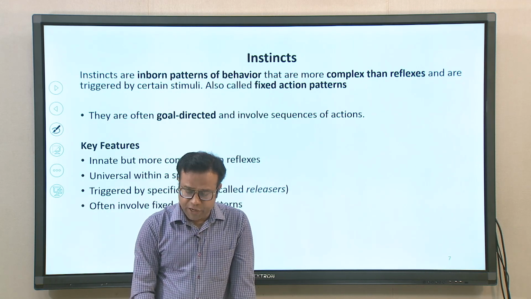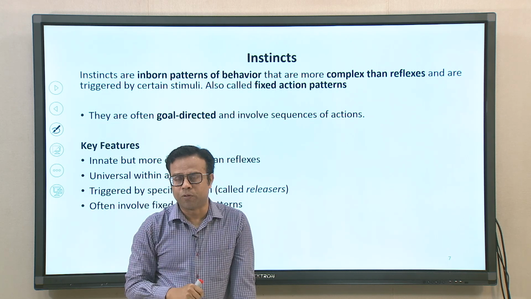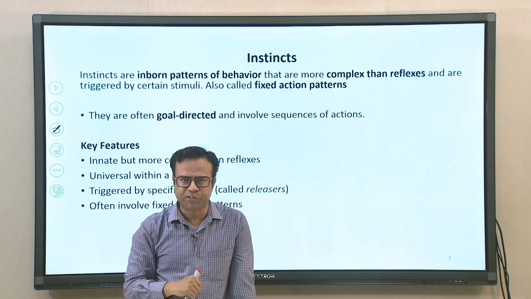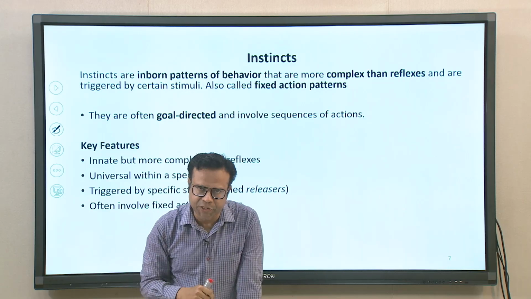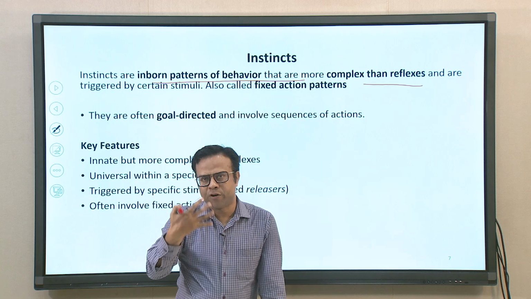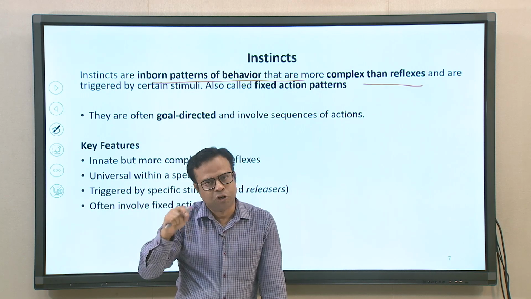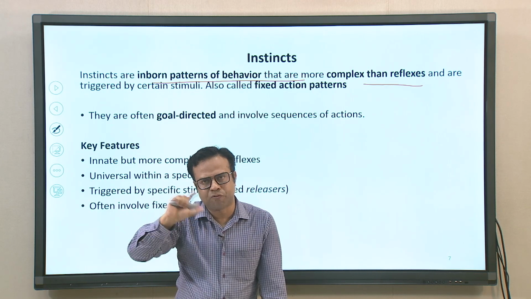The second kind of response that we make to environmental stimuli is called instincts. Instincts are also inborn patterns of behavior that are more complex than reflexes. They are very similar to reflexes, but more complex. Reflexes are very simple responses, but instincts are inborn patterns of behavior that are more complex. So, they are only different in terms of complexity.